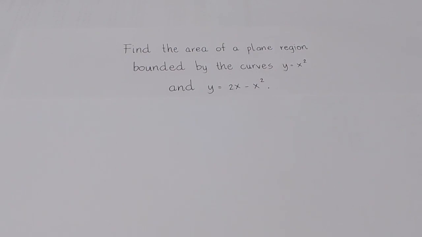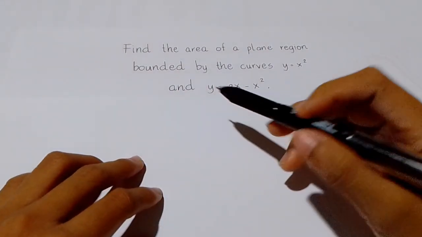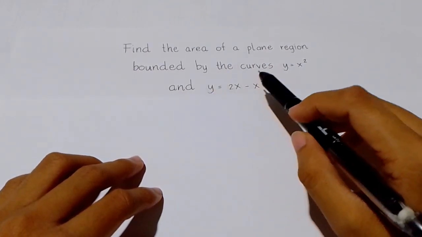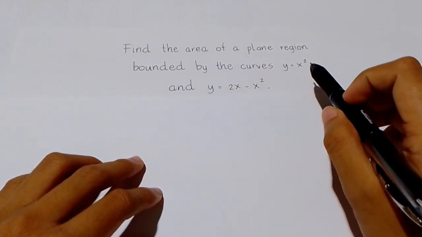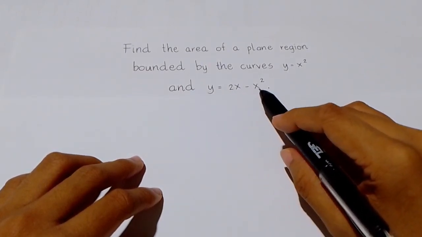Good day everyone. Today I am going to discuss the area of a plane region. So I have here an example. Find the area of a plane region bounded by the curves y is equal to x squared and y is equal to 2x minus x squared.